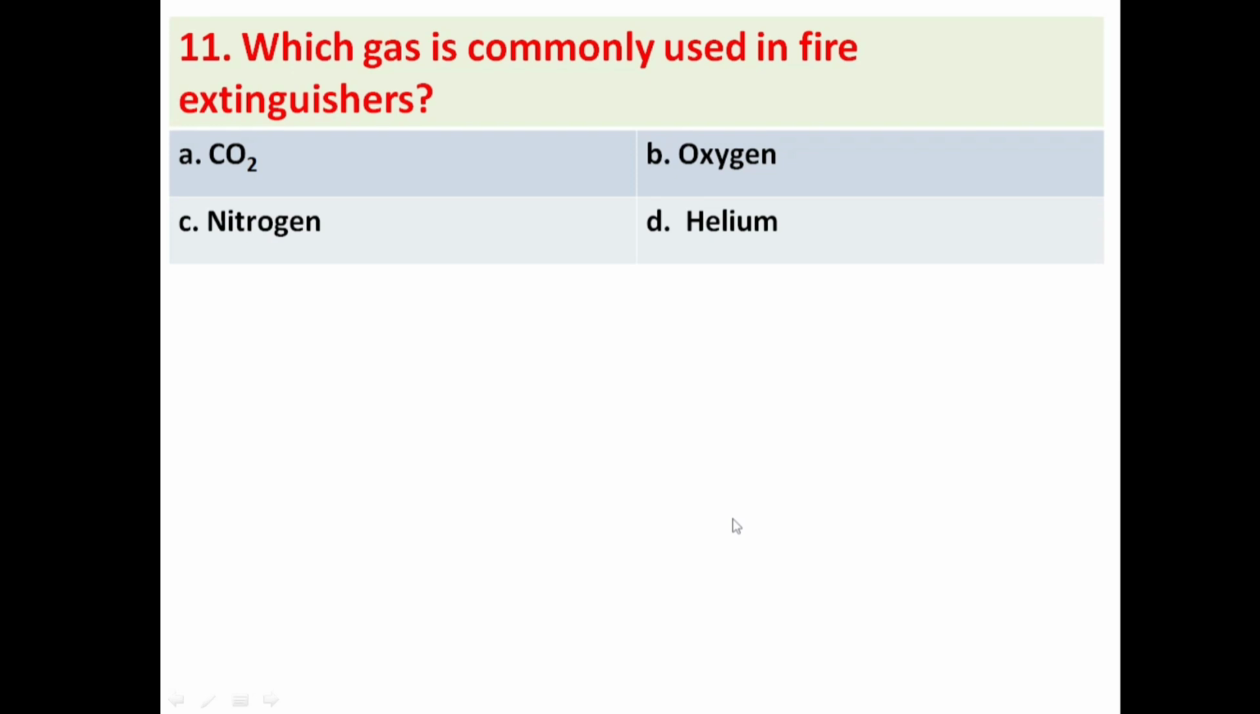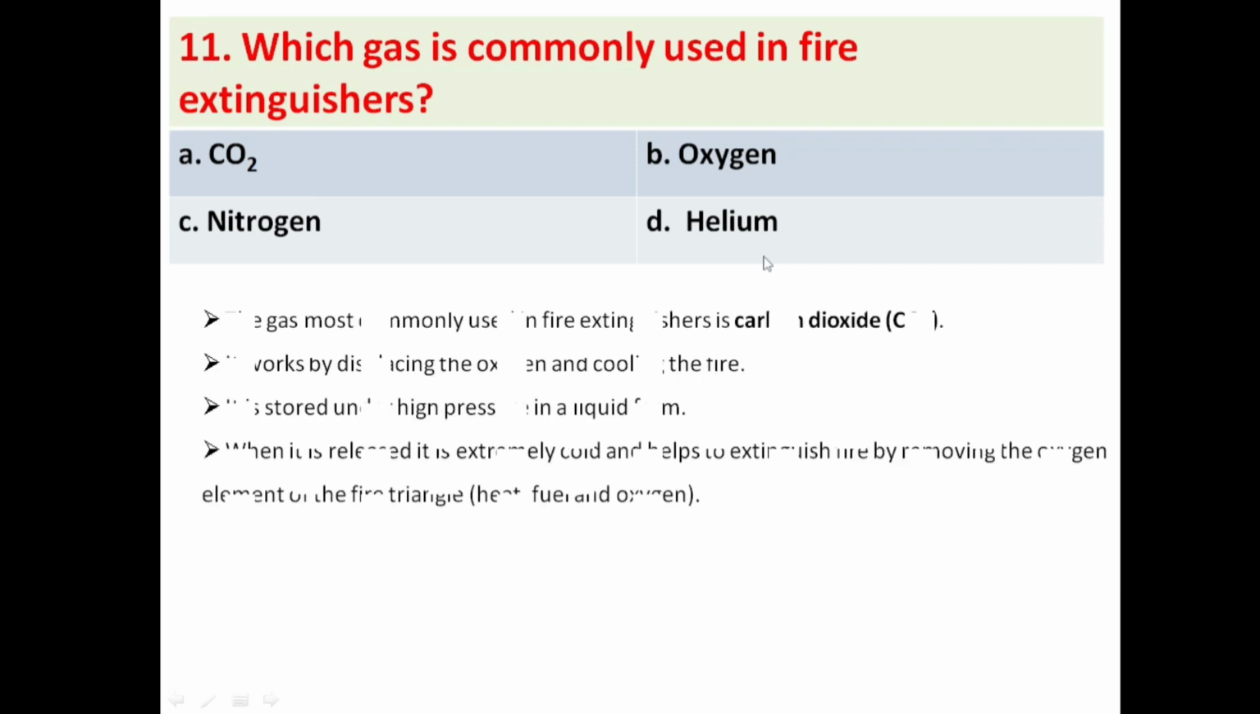This is the second video of solving general science chemistry questions. These questions are very useful for all the competitive exams. The question is, which gas is commonly used in fire extinguishers? Option A, CO2, B, oxygen, C, nitrogen and D, helium.